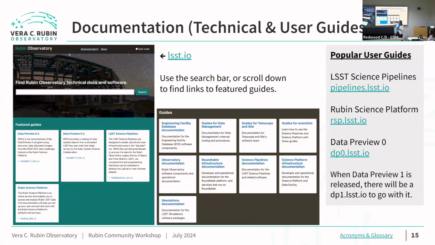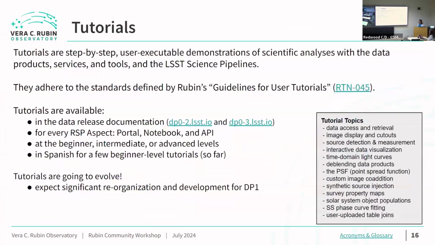It's pretty easy to go in with the search bar and just find the information. As you can see, we have Data Preview 0.2 and 0.3 documentation. They're separate because they're slightly separate simulations. And then finally, as I mentioned earlier, we have tutorials for how to access all of this data. They're step-by-step user executable demonstrations for scientific analysis. We did create a standard, RTN-045, where all of our tutorials do meet those standards.